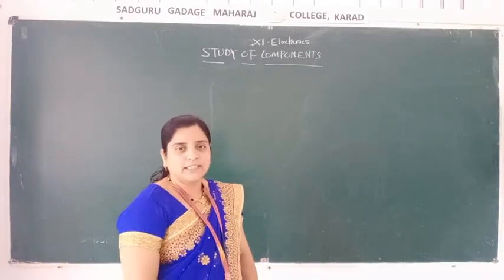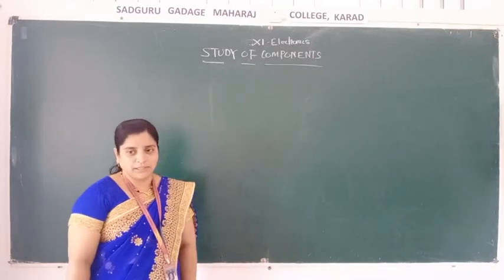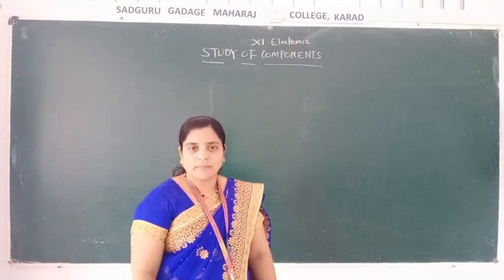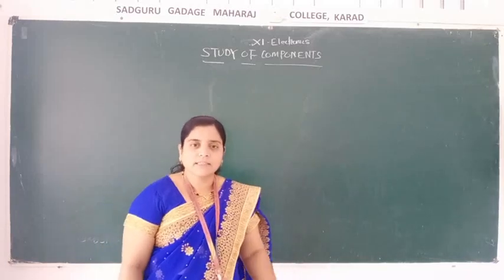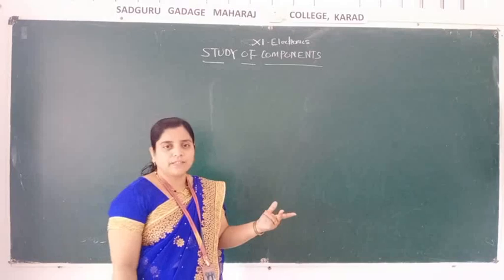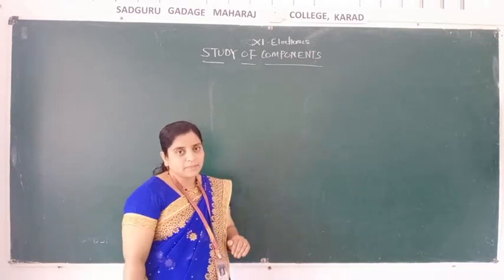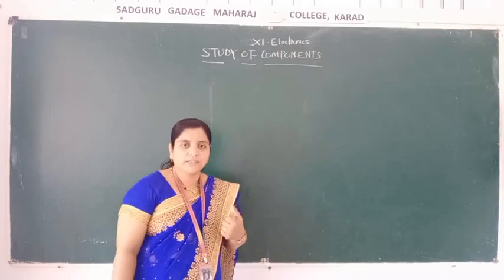We have started the chapter, study of components. We have studied so many components, isn't it? Which components have we studied? Yes, resistor and the types of resistor. There are two types of resistor, fixed resistor and variable resistor. Then its types: which are the fixed types of resistor, and which are the variable types of resistor.